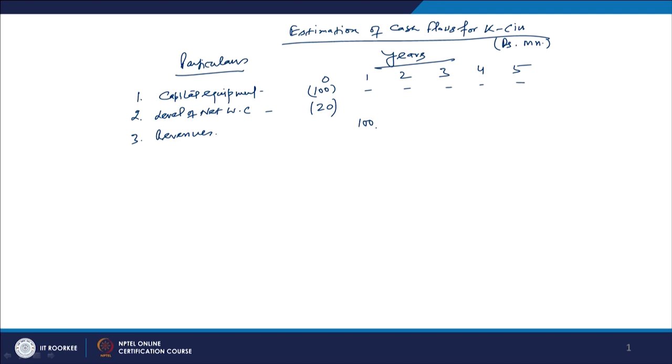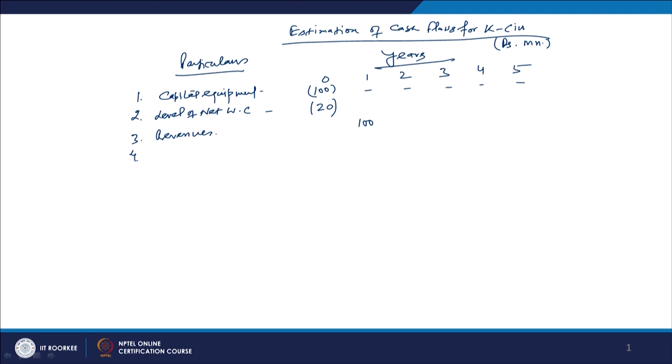Now, let us complete it for the first year only and then we will move to the second year. So, in this case, point number 4 here. You can understand that whatever the working capital requirement we are showing is available only in the 0 period. So, at the end of the 0 period, the working capital available will be 20 millions. That will be used in the first year.